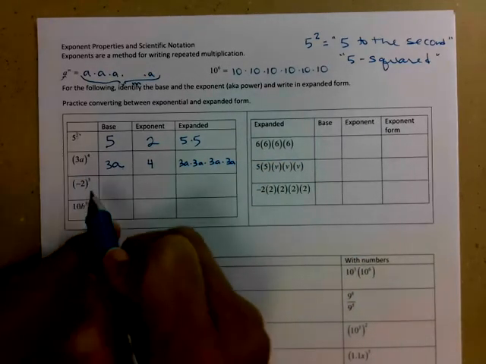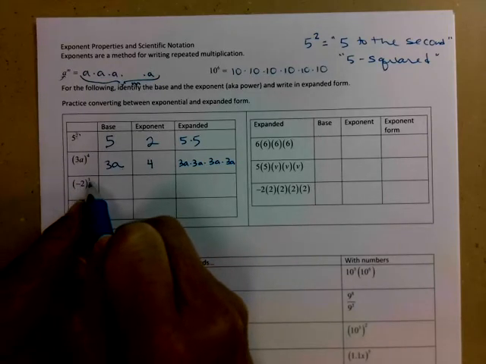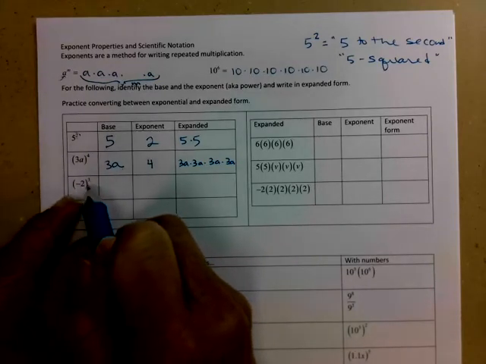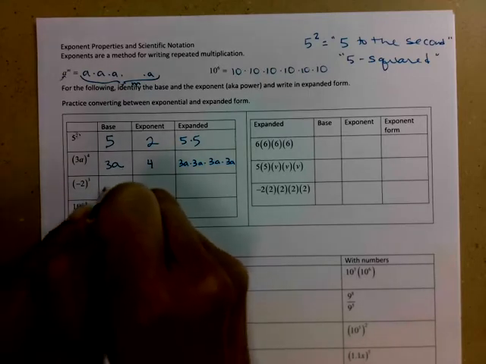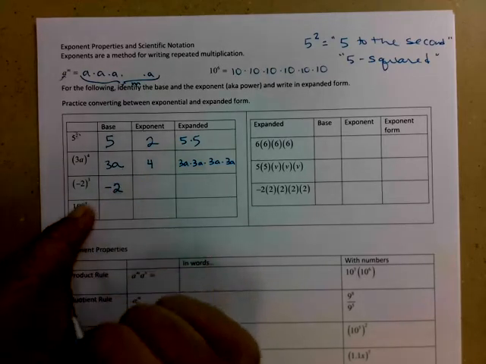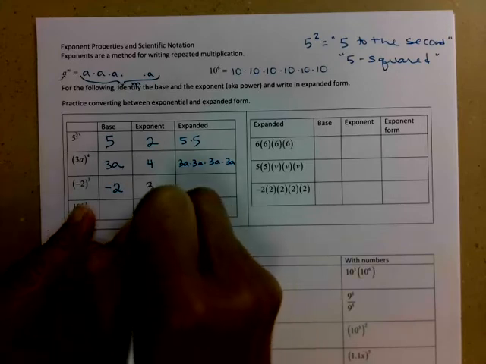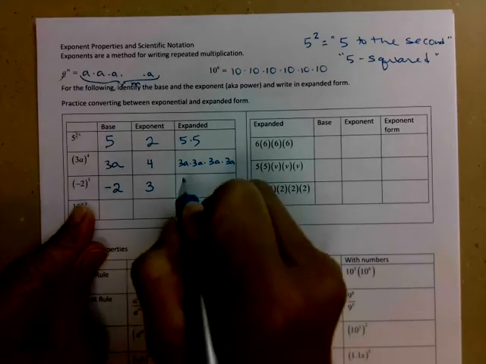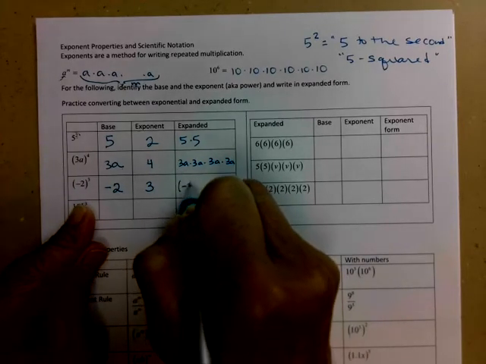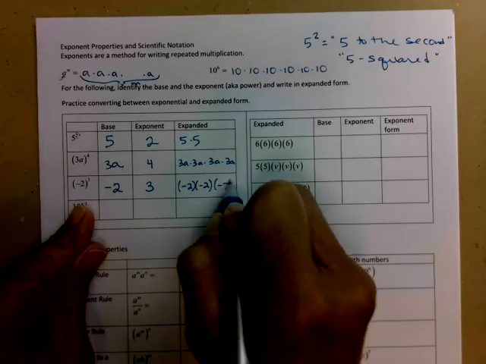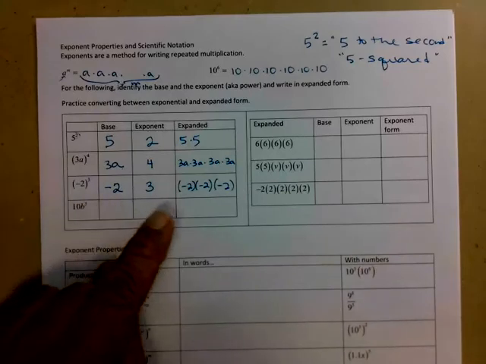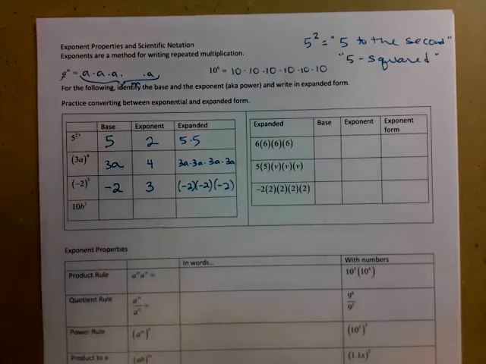Negative 2 cubed. Again, the negative 2 is in parentheses, so the cubing corresponds to everything inside the parentheses. So my base is the number negative 2, and the exponent is 3. Writing that out expanded, I'll use parentheses to show the multiplication this time because of the negative signs. So negative 2 multiplying by itself 3 times.